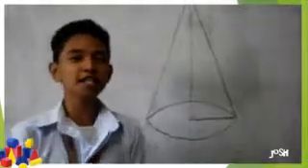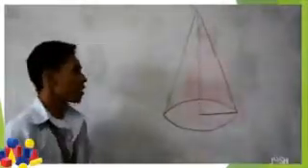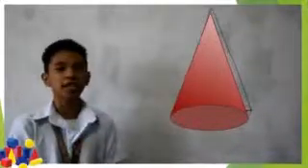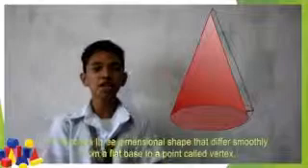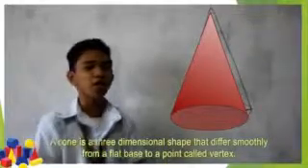Today, I will discuss to you the surface area and the volume of a cone. First, let's define a cone and its parts. I have here an example of a cone whose base is a circle, called a right circular cone. A three-dimensional shape that tapers smoothly from a flat base to a point called the vertex.